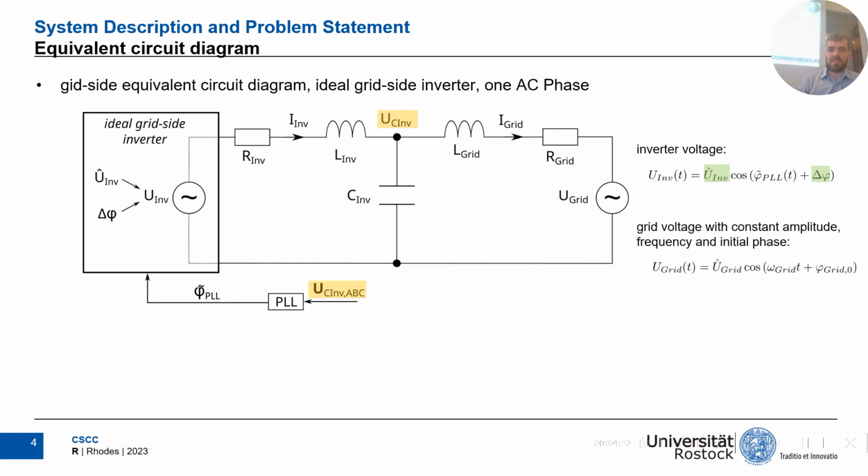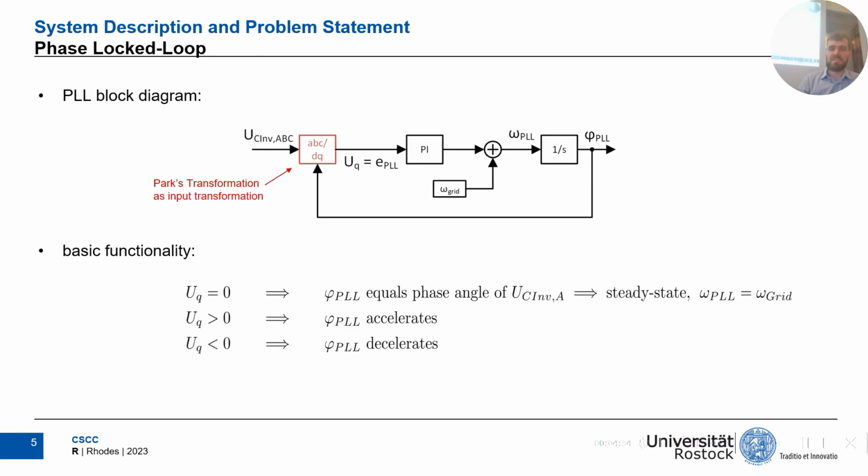I have to explain the phase locked loop a little bit more in detail. So here's a block diagram of that, and the main part is the input transformation, which transforms this three-phase input voltage to the signal UQ. The basic functionality is that when UQ is 0, the phase of the PLL, so this phi PLL, exactly matches the phase of the input voltage.